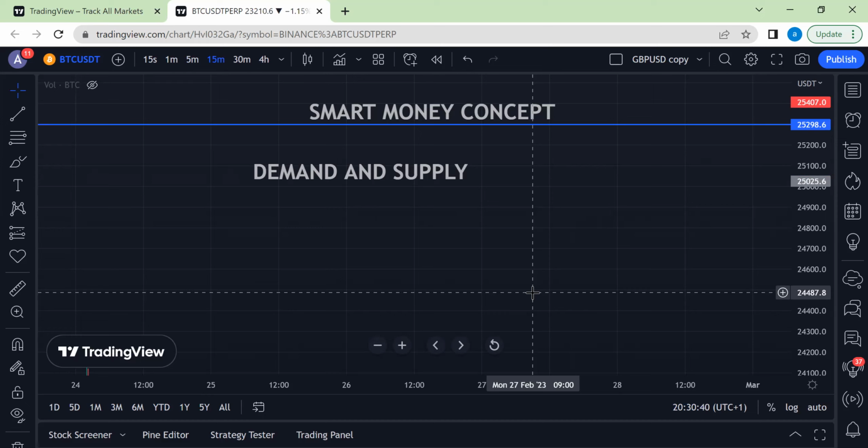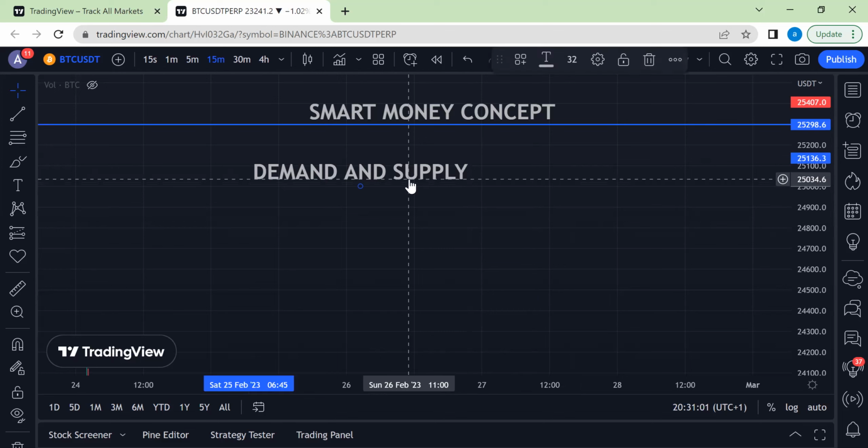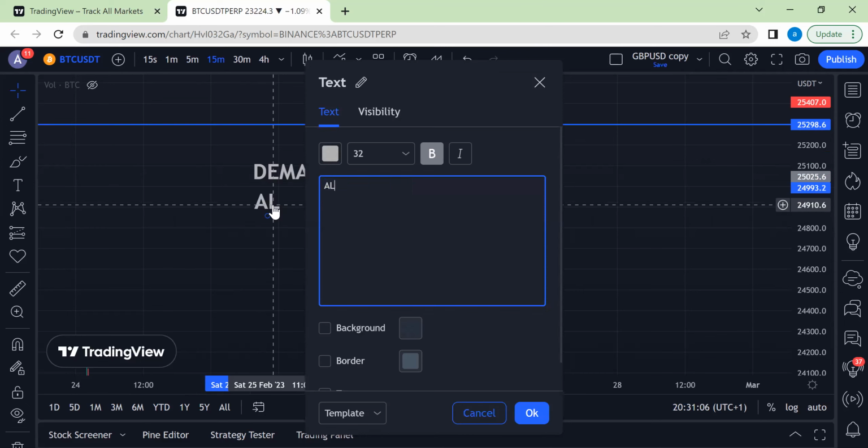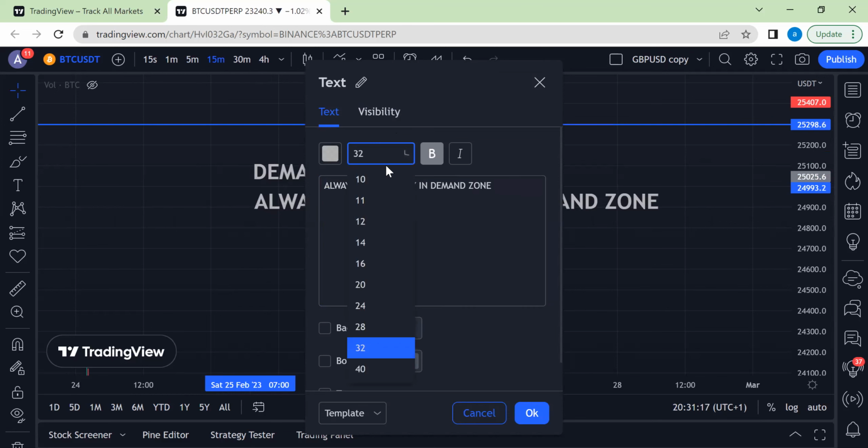If there's a particular product that everybody wants, this one I want to buy it, that one I want to buy it, everybody wants to buy it, the price will be going up. That is demand. So you always want to buy in demand zone.